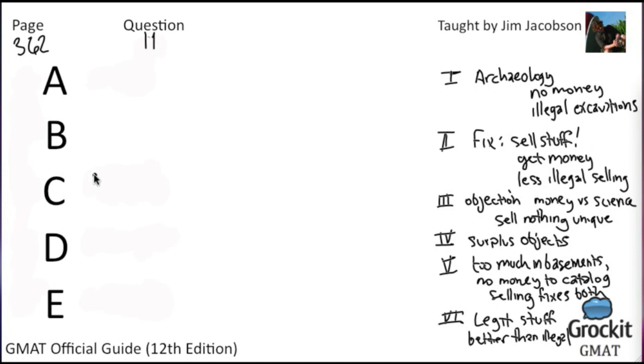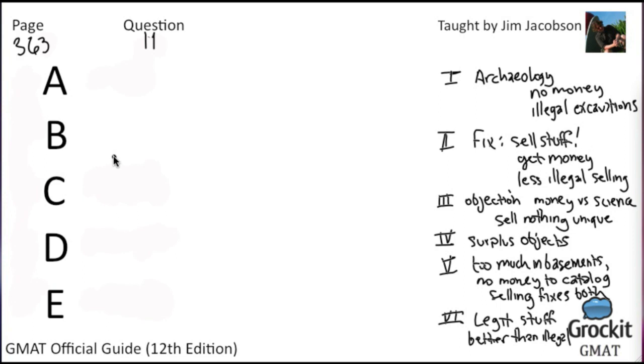Question number 11, still on page 363, I'm sorry. If you had your page open to 262, you also had it open to 263, but I still feel bad. All right, 363, number 11. Which of the following is mentioned in the passage as a disadvantage of storing artifacts in museum basements?